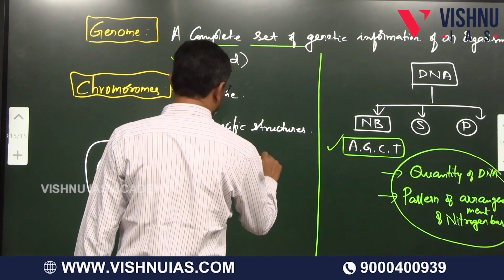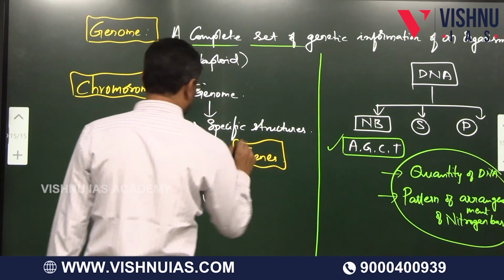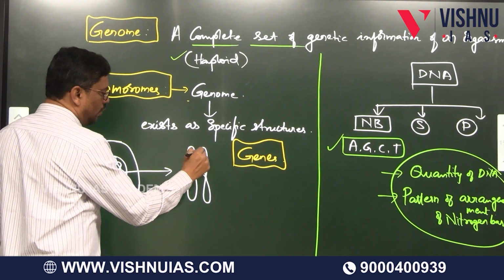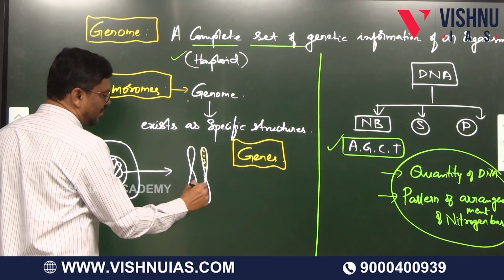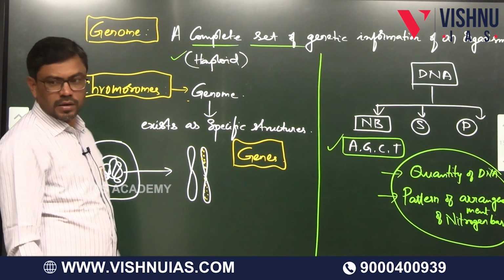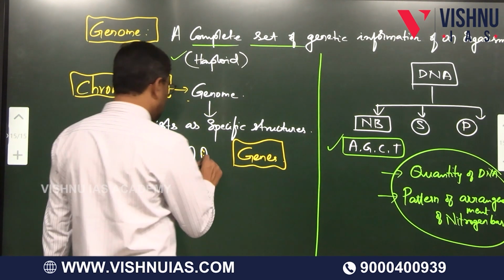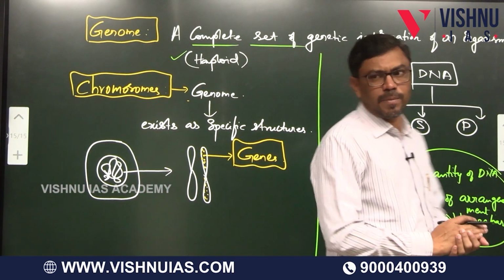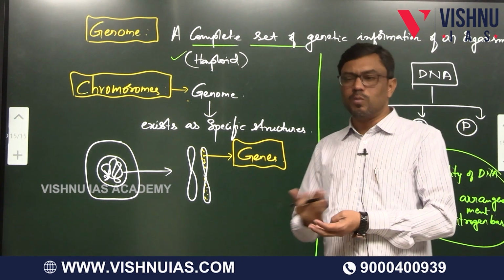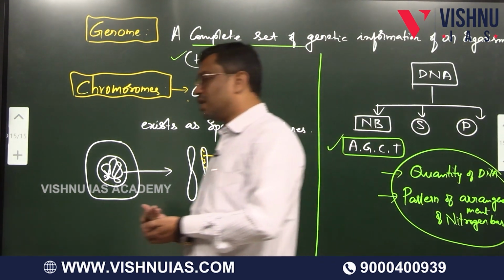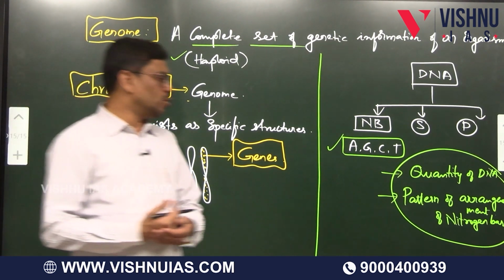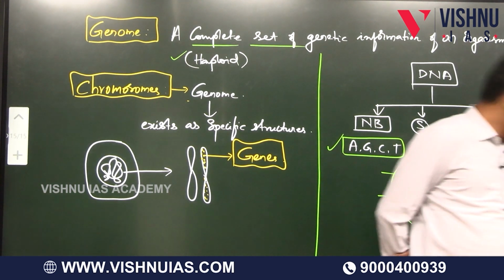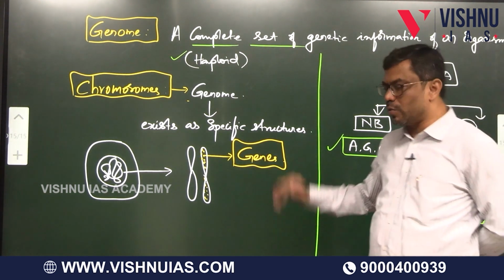Then what are genes? Suppose this is a chromosome. On these chromosomes, small functional units are present. They are arranged in the form of a linear structure, in order, and these you call genes, the functional unit of the DNA. So, what is a gene? The functional unit of the chromosome or DNA, a small section of the DNA within the chromosome which codes for a protein.